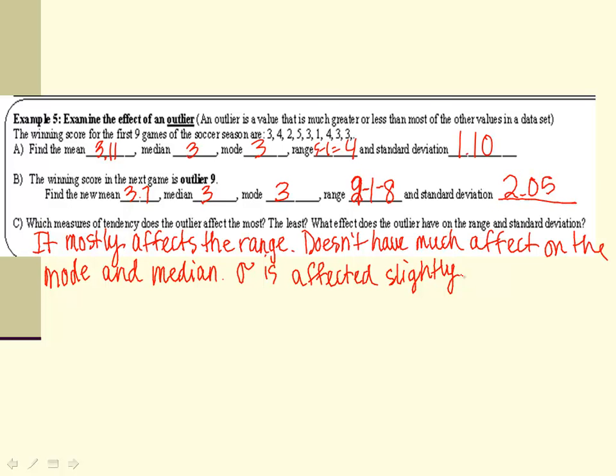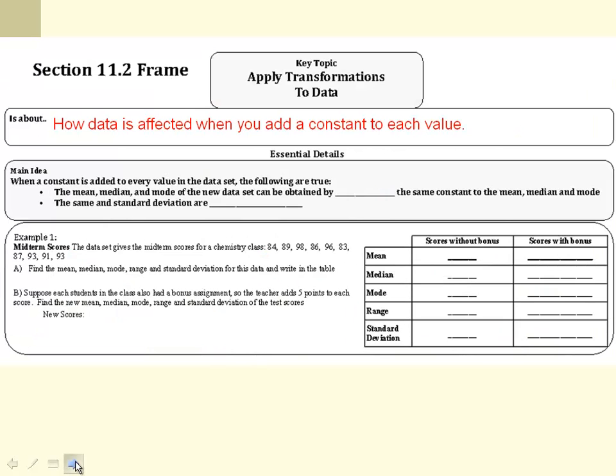Now we're going to look at your 11.2 frame. So look at 11.2. It's apply transformations to data. This is about how data is affected when you add a constant to each value. So we're first on this side adding a constant. So when a constant is added to every value in the data set, the following is true. The mean, median, and mode of the data set can be obtained by adding the same constant to the mean, median, and mode. The range and standard deviation are the same. So those don't change. Your range and standard deviation stay the same.